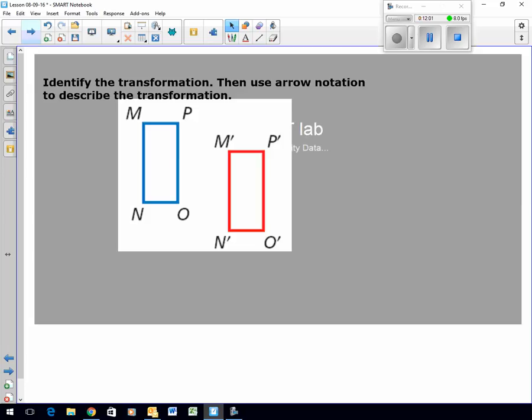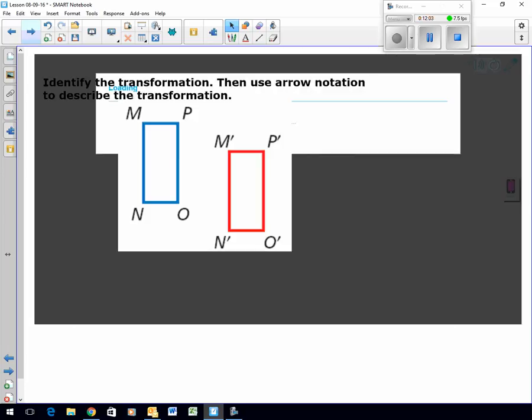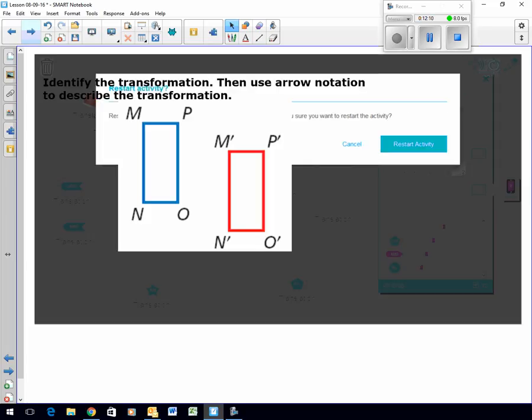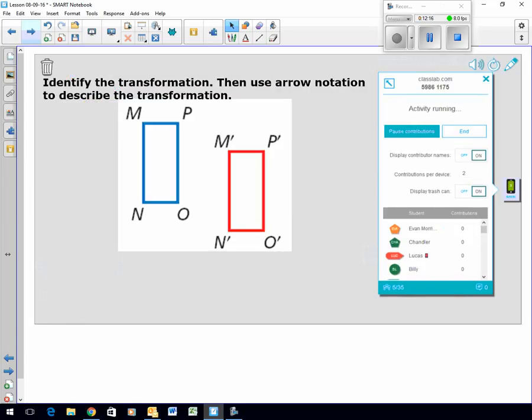Get your phones out, please. Okay, let's see how we do here. Tell me what you get here. Reflection, rotation, or translation? No problem? That's okay. Right now, just write it in your notes then.